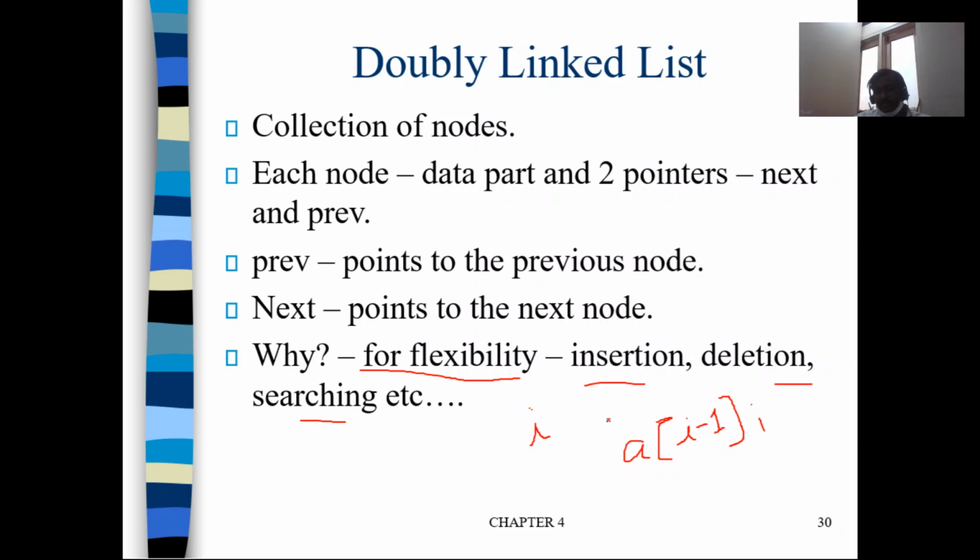So assume that your array contains 1000 values, and this I represents 700, okay? Then you can access the 700th value just by this logic, a of I minus 1, okay? A of 700 minus 1, which is a of 699, which is actually the 700th value, okay? But that is not possible in linked list.